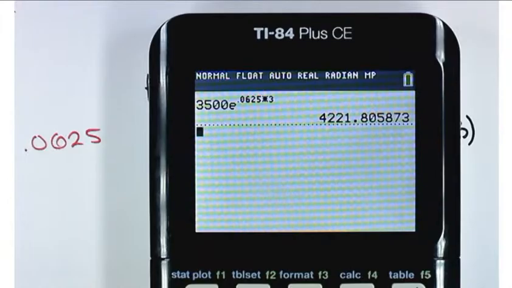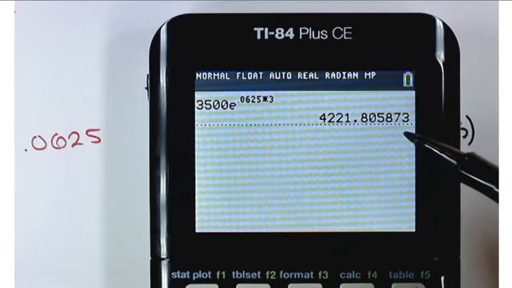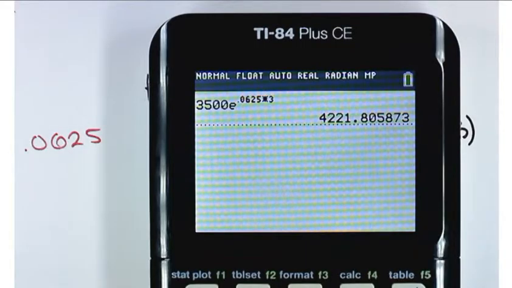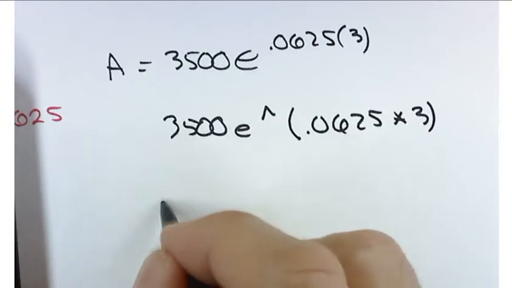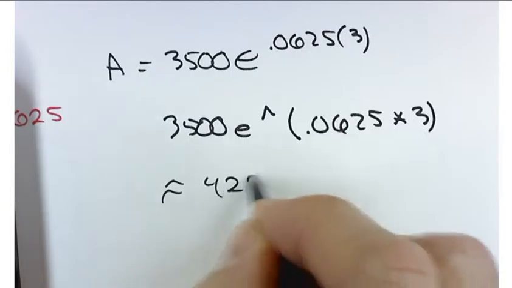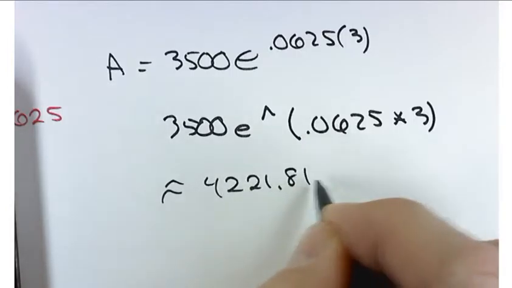I would point out that I expect for interest problems that you round it to the nearest hundredth. Why the nearest hundredth? Yeah, it's pennies. We don't have any currency that goes below pennies. So this would be approximately $4,221.81.